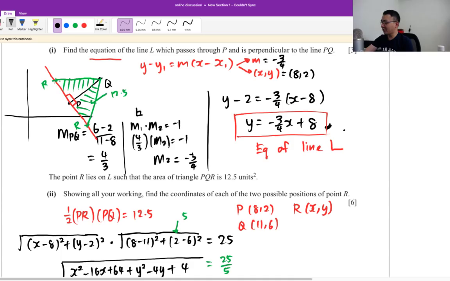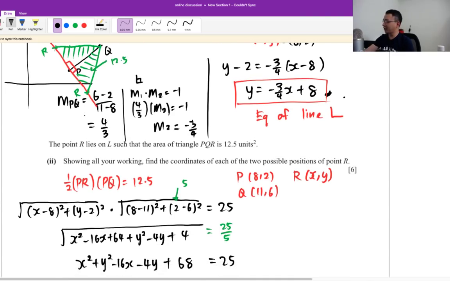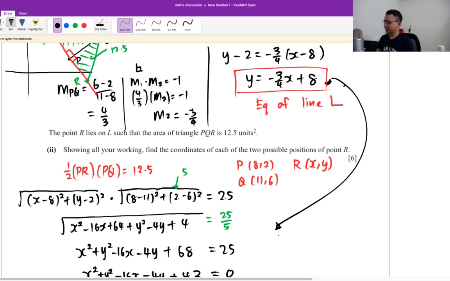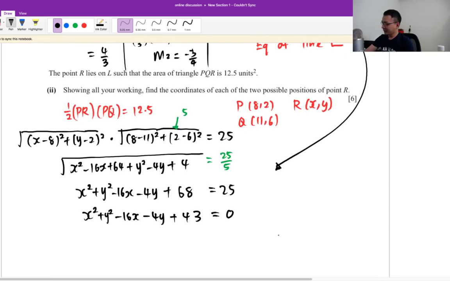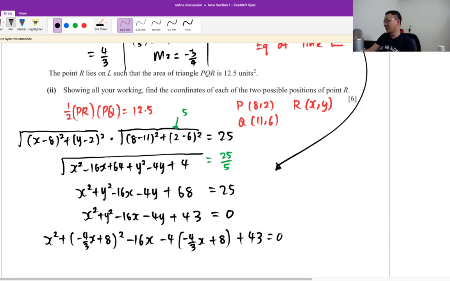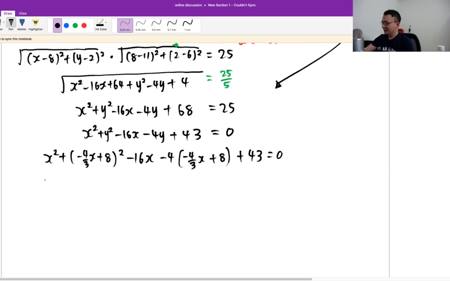Alright, so then in order to find the coordinates, we will need to sub in the equation of L, because R over here, they're all on the line L, right? We have the equation L here. So I'm going to sub the equation L back into this equation. So y equals negative 4 over 3x plus 8. So I have x squared plus (negative 4 over 3x plus 8) squared minus 16x minus 4 times (negative 4 over 3x plus 8). There's a lot of things to do. This question, the algebra is so troublesome. So this is x squared, and then plus this one will be 16 over 9 x squared.